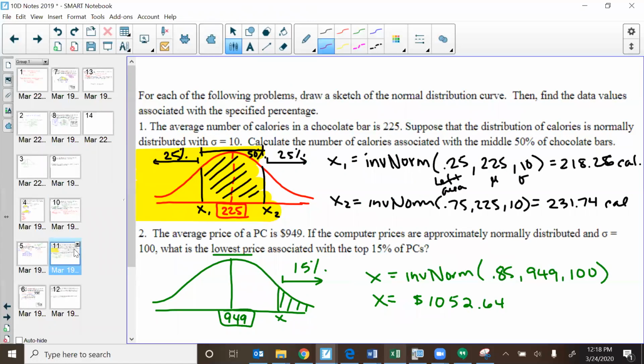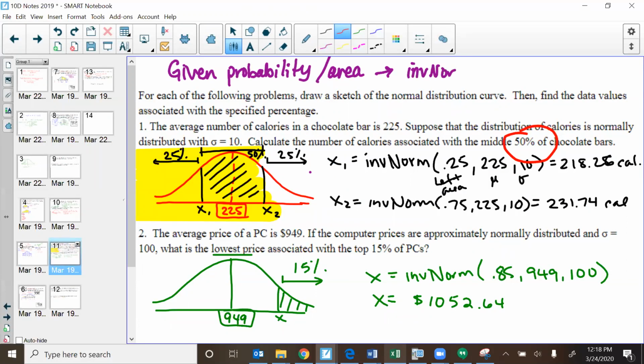Then I wanted to talk to you about these middle of the road problems, because we actually have another way to do it now with our fancy new calculator. If you have an old calculator, you actually need to do two problems here, but this one's telling you when it says 50%, that is actually giving you the probability. So these are the problems where you're given the probability or the area, and they're the opposite of what we were just doing. These use the inverse norm because they're the inverse function of the normal CDF.